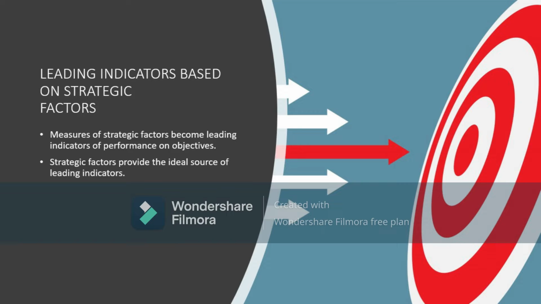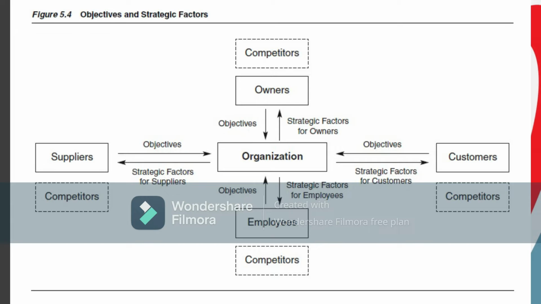Leading indicators based on strategic factors. Let's look back at figure 5.4 shown here. Here we see objectives illustrated as arrows, going from the key stakeholders to the organization. From Unit 5, we now understand what these arrows mean and how to develop effective objectives. We also now understand how to develop key performance indicators on these objectives and set targets on these KPIs.